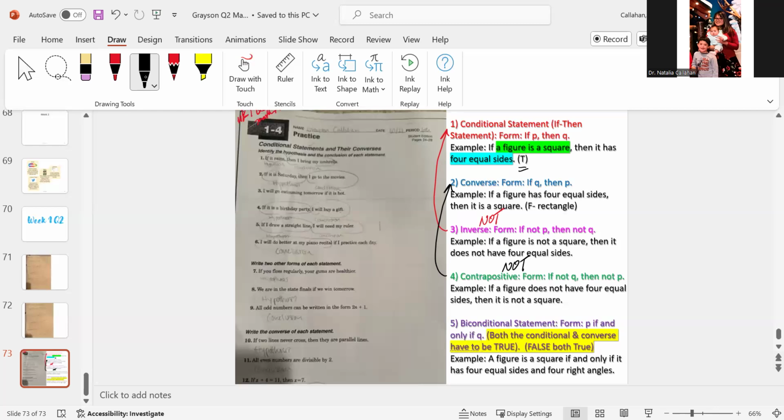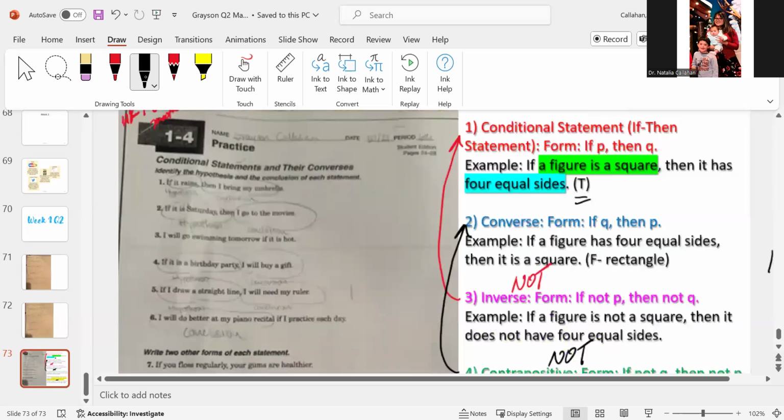So 1 is good. Now you look at the converse. If a figure has 4 sides, then it's a square. Well, not necessarily, because it could be a rectangle, a rhombus, or a kite, right? So that's false. So then what happens to the biconditional statement? That is false. You have to identify the P statement, then the Q statement, and then you put it into these 5 different forms. Do you see that? Okay, let's go over the first one.